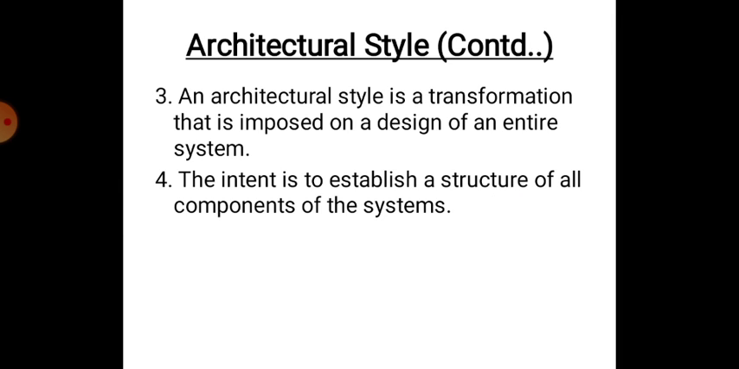Point number 3, an architectural style is a transformation that is imposed on the design of an entire system. Point number 4, the intent is to establish a structure of all components of the system. Students, with the architectural style known, you can design the software, and you can also know what is going to be the structure of every component that forms part of the system. So architectural style is very important.